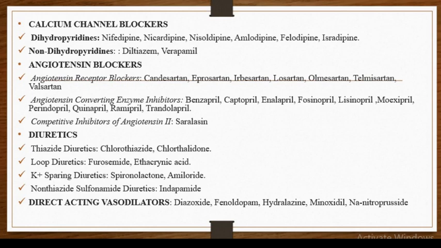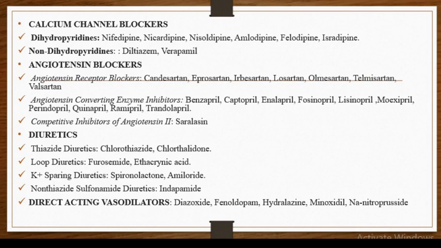And basically, we have two types of these. We have the dihydropyridines and the non-dihydropyridines. The dihydropyridines basically work by blocking the systemic vasoconstriction. And examples are the drugs which end with pine, or pin: nifedipine, nicardipine, amlodipine. These are the drugs which are grouped under the dihydropyridines.